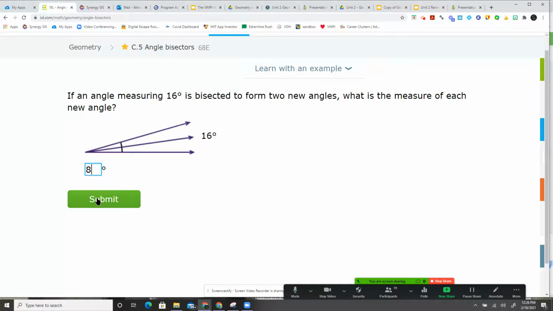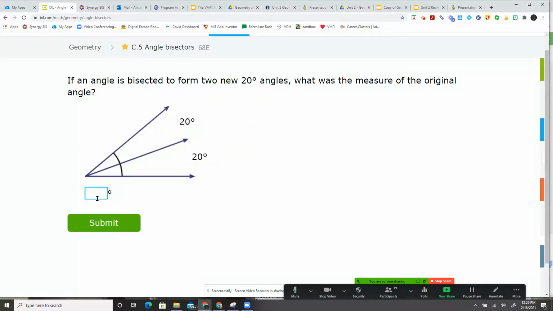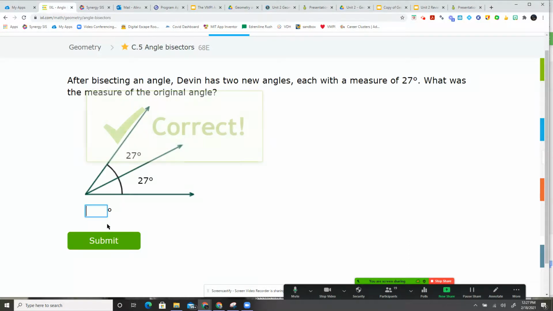Don't put the decimal in there, they'll count it wrong. If an angle is bisected to form two new angles, 20 degrees and 20 degrees, this half is 20, this half is 20. So the whole original angle is 40, twice that big. If you're given the total, you're going to divide it in half. If you're given the two halves, you're going to multiply them by 2 or add them together.